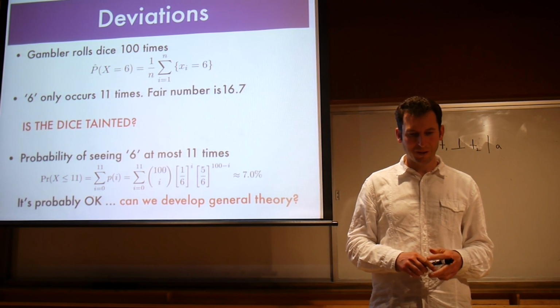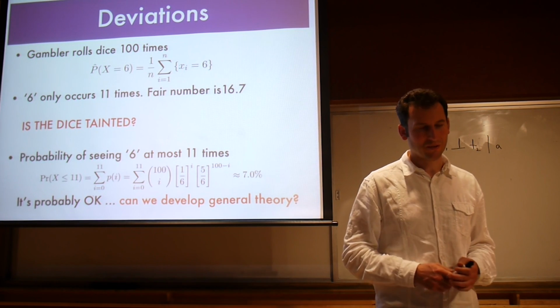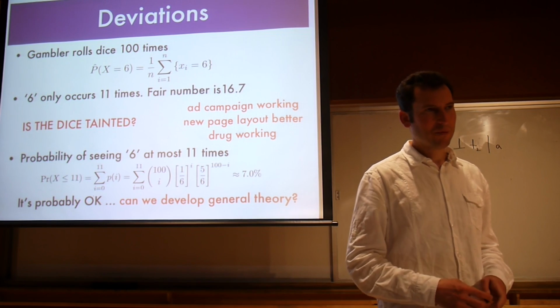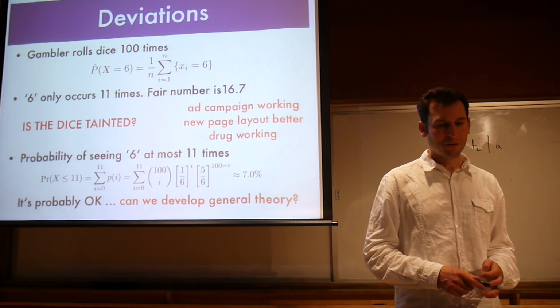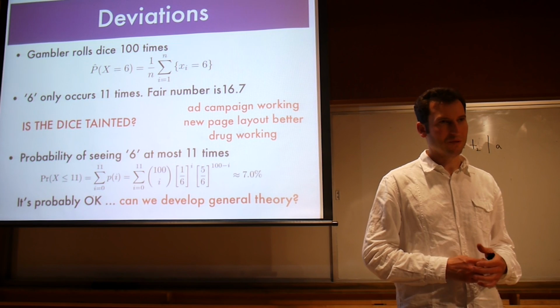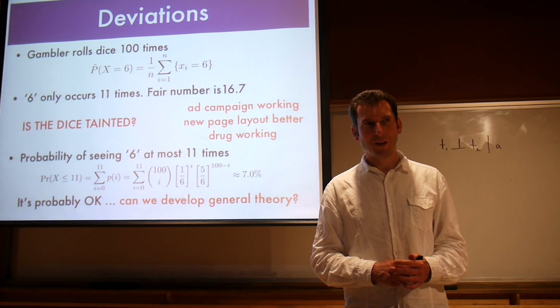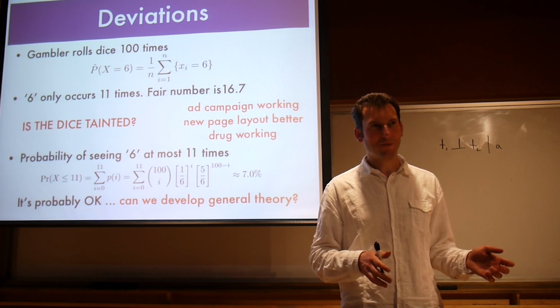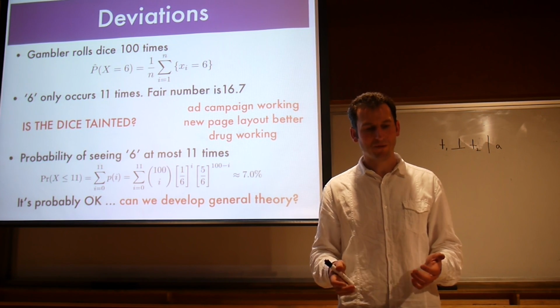But what we would like to be able to do is get the general theory. So in practice, you care less about gamblers, but you care more about whether your new ad campaign is working, whether your page layout is better, or whether your drug is good. So you may have heard of A/B testing, and so these are essentially some of the precursors of what we're going to get into later on with active learning.